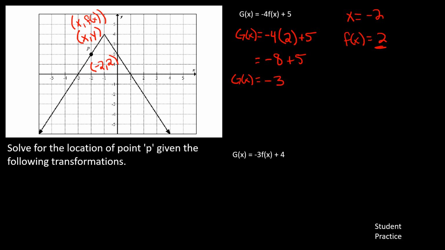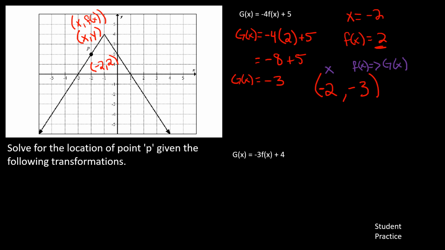So our point now is actually going to be negative 2, because x is negative 2, comma, negative 3. Our x didn't change, but our f of x then turned into g of x, just based off of the equation that they're asking us to go through. Nothing really changes much. You just need to be very, very careful.